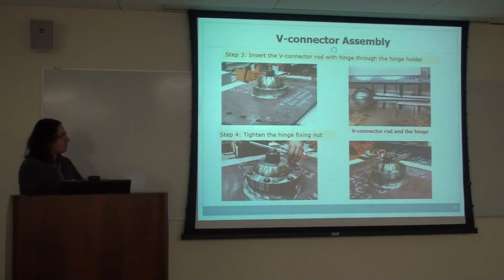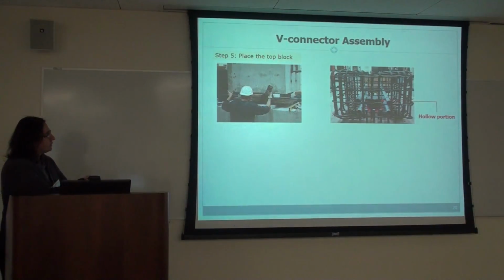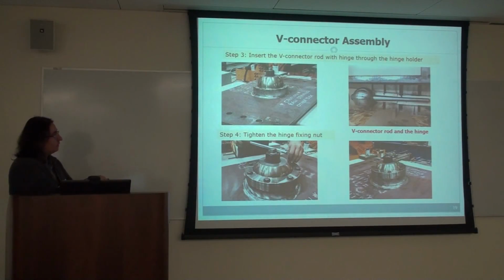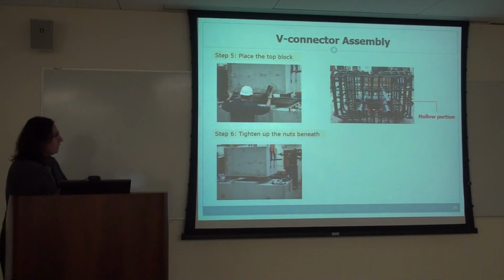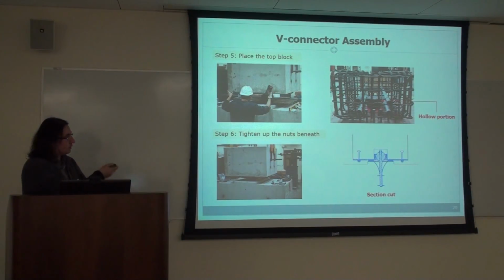Then there's a nut that fixes the top of the hinge from the top, and once all of these are ready, the top block is lowered, and there's a hole in the top block that the hinge goes through. The final step is that the nuts are tightened from beneath, and eventually this is the section cut. This has been completed, and it waits to be tested.